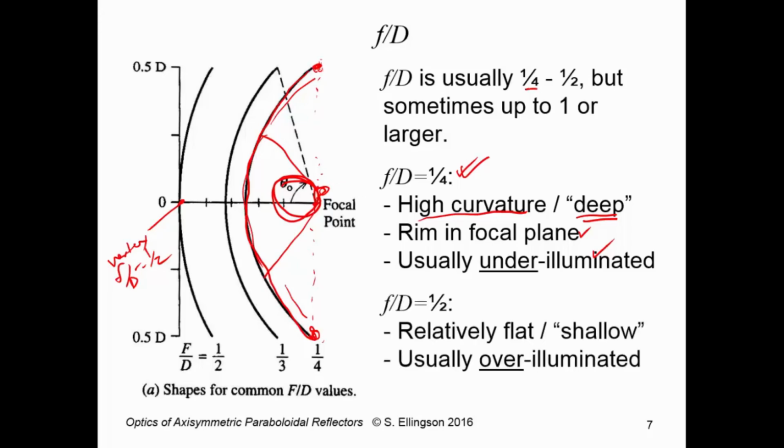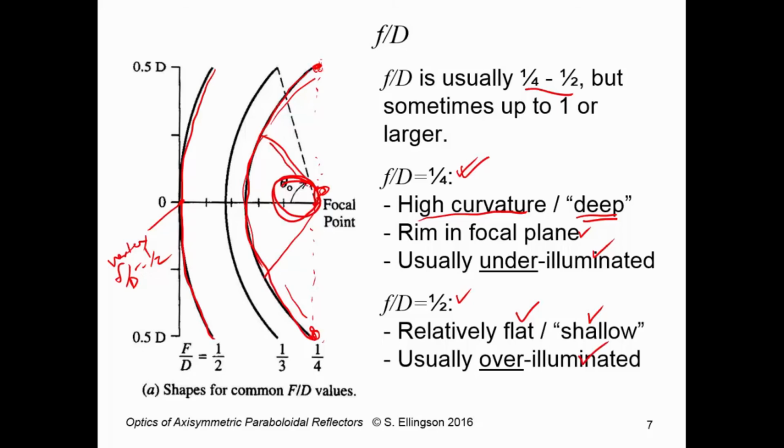The other extreme in this range is F over D equals 1/2. And that's what we have here. So an F over D equals 1/2 reflector we say is relatively flat. In other words, it has low curvature and is relatively shallow. So when people refer to a shallow reflector, they mean the F over D ratio is relatively large. Such dishes are typically over-illuminated.